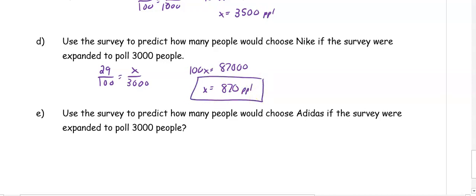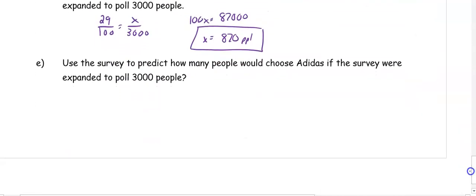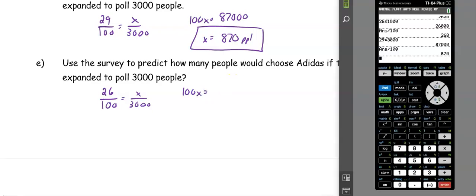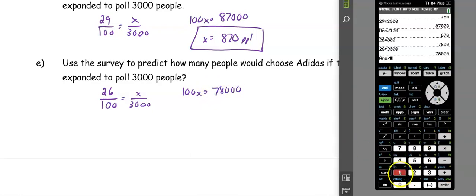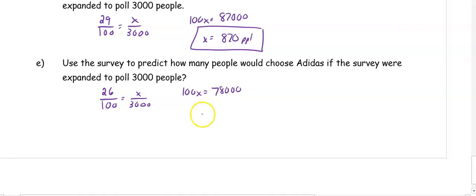In E, we want to use the survey to predict how many people would choose Adidas if it was expanded to 3,000. So Adidas was 26%. So we have 26 out of 100 equals x out of 3,000. Cross multiply, 100x is equal to 78,000. When we divide by 100, we get 780 people.